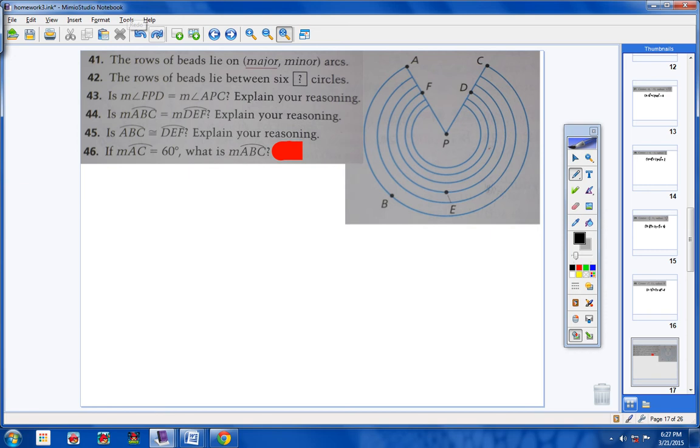So major. The rows of beads lie between 6 blank circles. Now, what is the center of this circle, the inner circle? P. What's the center of the next circle? P. What's the center of the next circle? P. What's the center of the outside circle? P. All of these circles have the same center, so we call that concentric circles. So the answer to 42 is the rows of beads lie between 6 concentric circles. Okay.